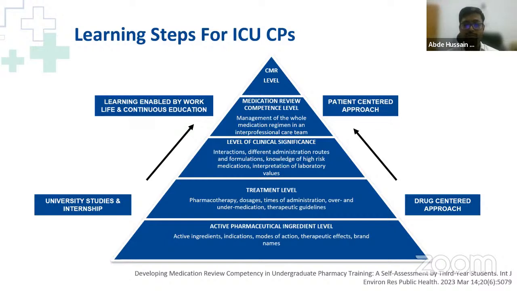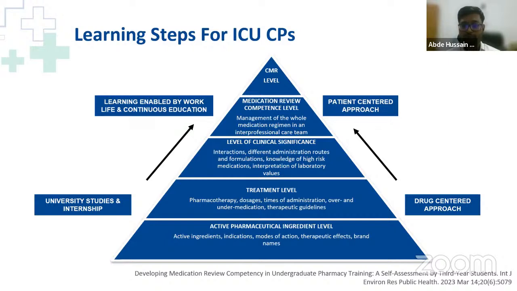Then coming into a further step of significance, where we can check the interactions, not just drug-drug interactions but drug-disease interactions. What are the different administration routes that we can give the patient in case access is denied in certain patients, where we cannot give an oral formulation? So can we come up with a different formulation? And if IV access is not there, can we switch to another route of administration? Then the knowledge of high-risk medications such as concentrated electrolytes and neuromuscular blockers, so many drugs that are high risk and can lead to various harms to the patient.